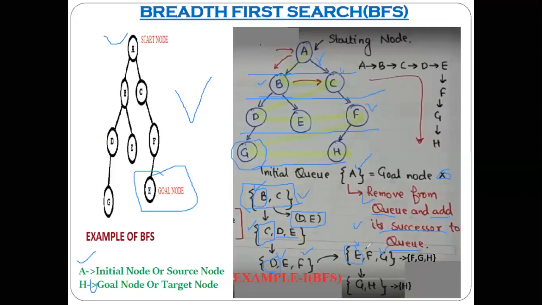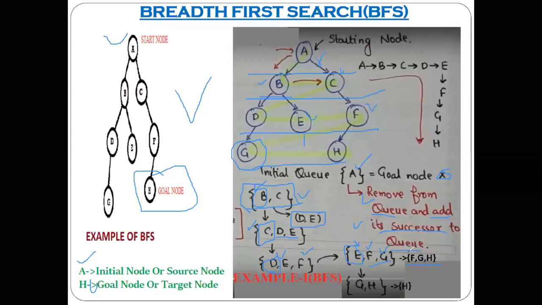No. So what will you do here? Remove the E. After you remove the E, are there any children of the E present? No. So only remaining is what? F, G here. Yes, sir. After removing the E, the first element will be F. Okay, so you have to go next here.